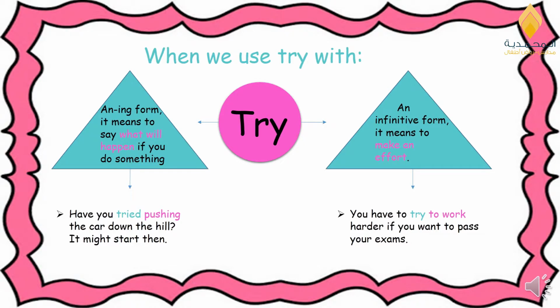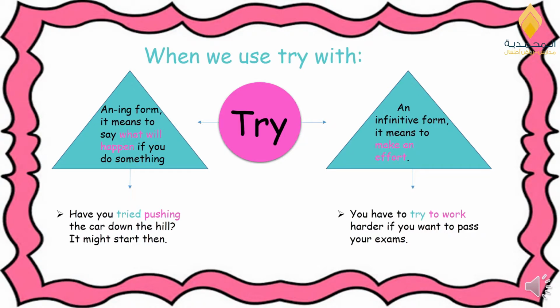Okay, what about the verb try? We use the verb try with an ing form and with an infinitive form. Okay, but there is a little bit of difference in meaning. When I say that try is followed by an ing form, it means to say what will happen if you do something. Let's look at the example over here.